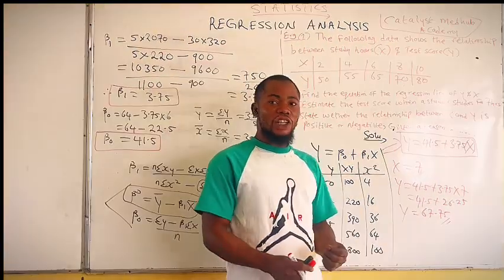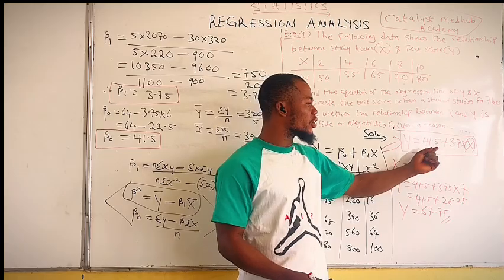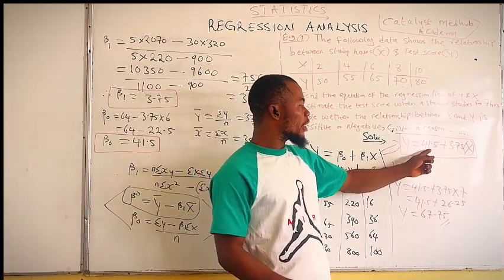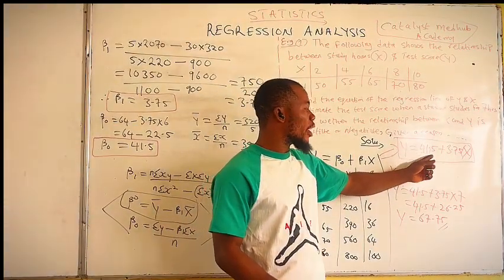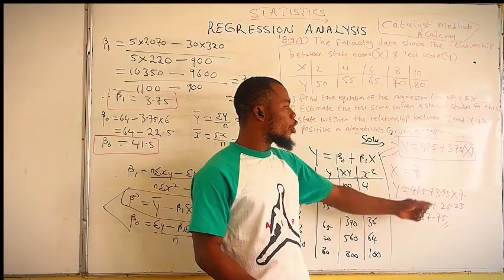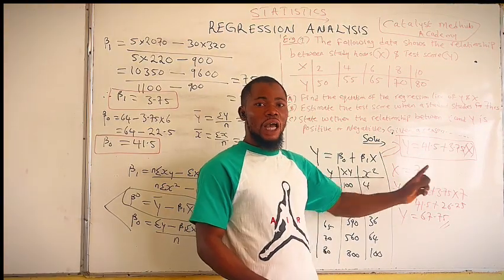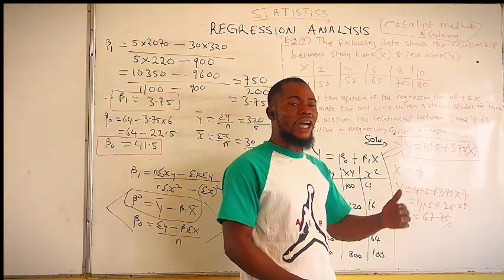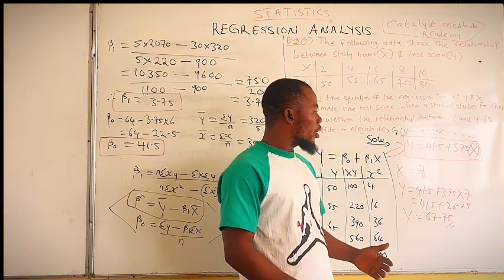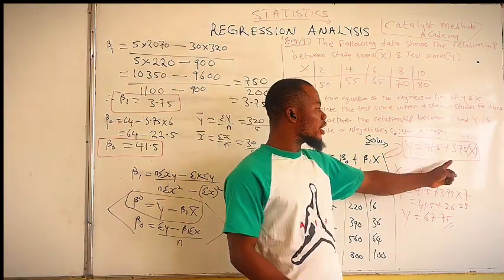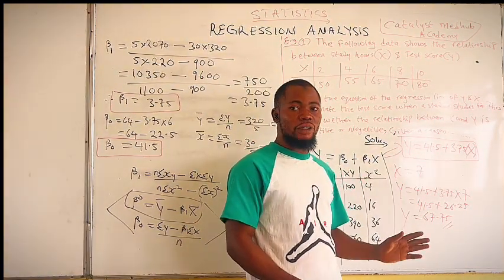Additionally, you can also interpret this result. The 41.5 is telling you that 41.5 will be the value of y if your x is 0. And also, if a student studies for an additional hour, the test score will increase by 3.75.